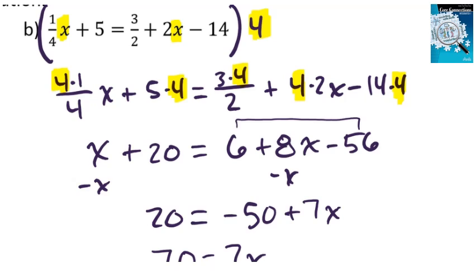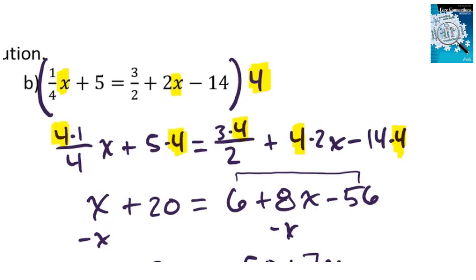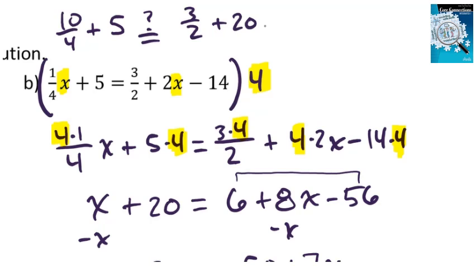1/4 of 10 is 10/4, which doesn't sound very gratifying, but let me go ahead and write that. So I've got 10/4 plus the number 5. And over on the other side, I'm wondering if it's equal to, I've got 3/2 plus 2 times 10 is 20, and then minus 14. So let's look at this a little bit closer.